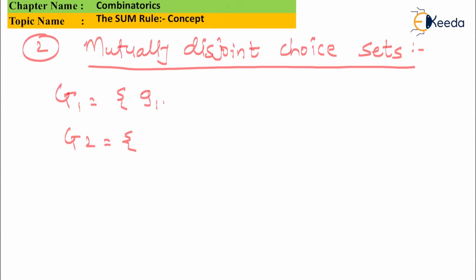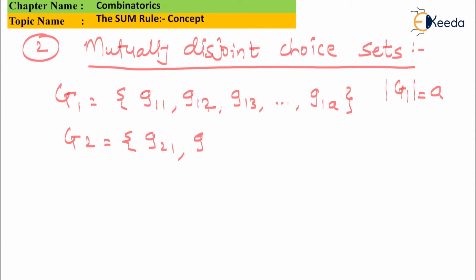So there is small G11 which is the first garment of the first shop, G12 is the second garment of the first shop, G13 is the third garment of the first shop, let's say up to G1A, meaning the Ath garment. So the size of the first set of garments is equal to A. And G21 is the first garment of shop 2, G22 the second garment of shop 2, G23, up to G2B. So the number of garments in the second shop is, let's say, B.